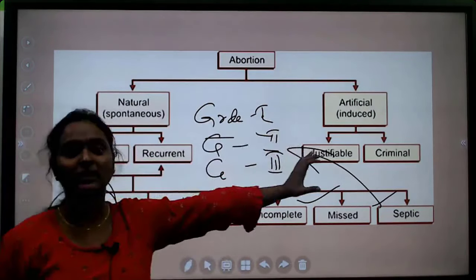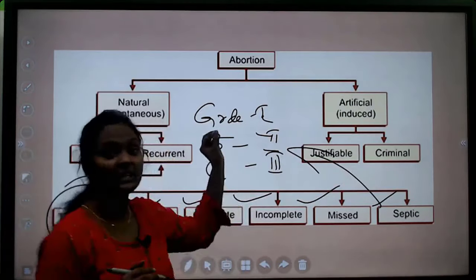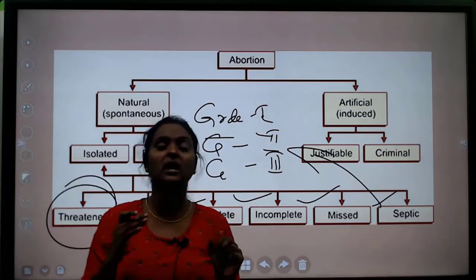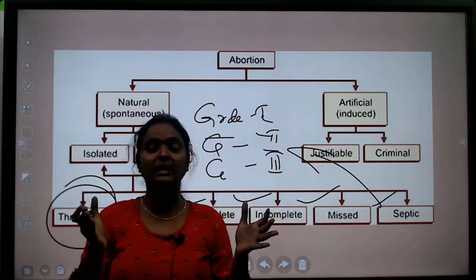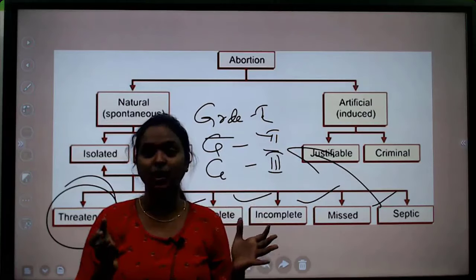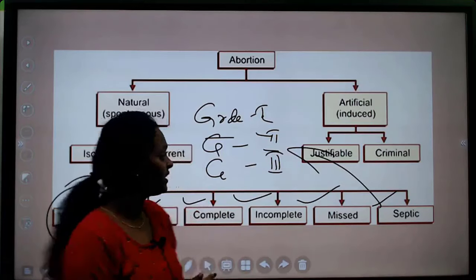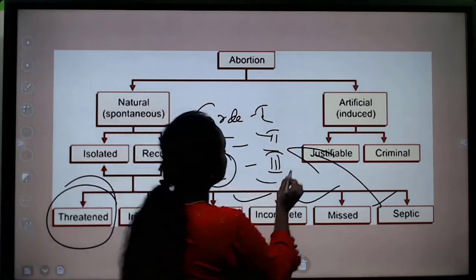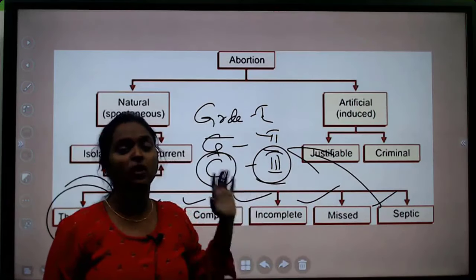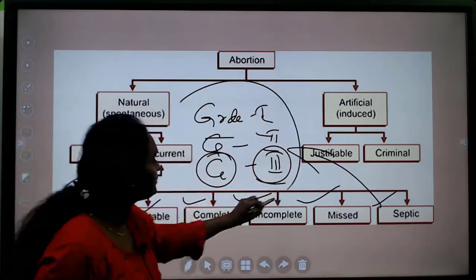In grade 1, the infection is completely retained to the uterus. When it comes to grade 2, the infection is spreading to other parts, like the uterine walls, fallopian tubes, and ovaries, which get infected. Because of that also there are chances of abortion. The next one is grade 3, where there is peritonitis. Peritonitis is also one of the causes of septic abortion. So these are the gradings of septic abortion.